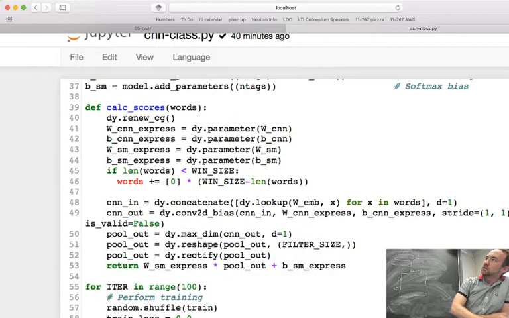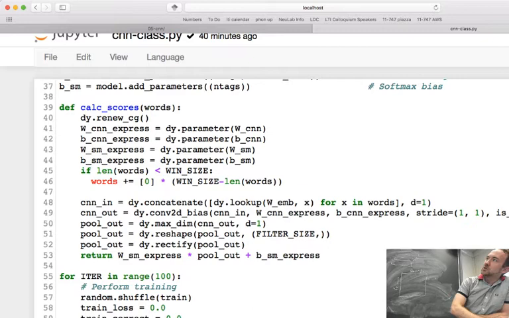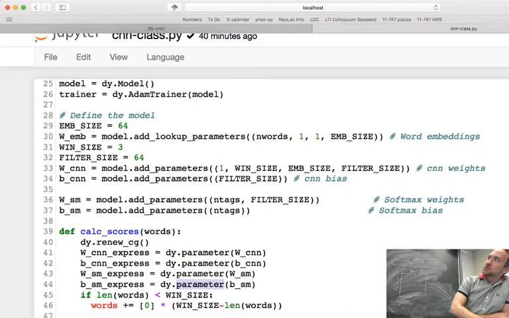So as we do in DyNet, we read in the parameters. These parameters are the parameters for the CNN and the softmax. To take a look at the sizes, we have an embedding size. This is the size of the word embeddings, basically. This is the size of the window that we'll be using, so we're using trigrams. This is the filter size, or the feature size, I guess. So this is the number of features in the output.